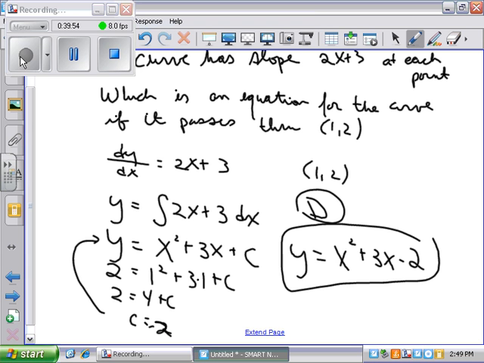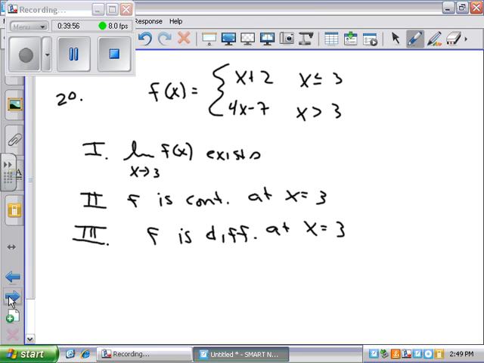Okay, 20, you got a piecewise function. First of all, they want to know if the limit exists of the function as x approaches 3. So put them equal to each other first. In other words, for the limit to exist, as x approaches 3 from the left and from the right, they have to be the same. So when you plug 3 into the x here, it has to equal what you get there. You get the same thing? Yeah, the limit exists. 3 plus 2 equals 4 times 3 minus 7. Check.